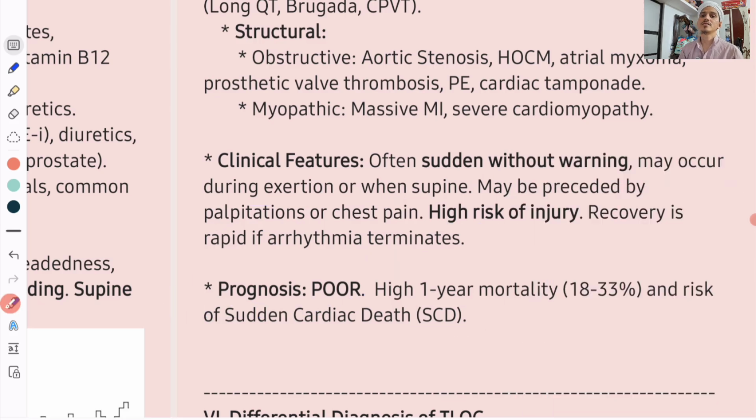So these are the definition, pathophysiology, causes and subtypes of the different types of syncope. We will learn further how to approach a case of syncope in the next video.